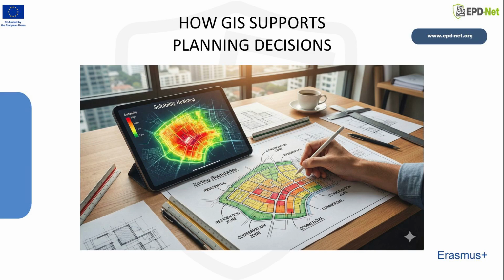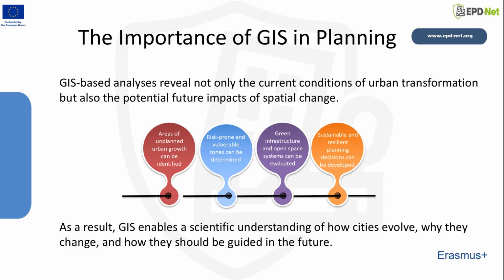Additionally, spatial analyses related to hazards, such as flooding, landslides, or urban heat islands, contribute to risk reduction and resilience-oriented planning. In this way, GIS supports not only effective spatial organization but also long-term, sustainable, and resilient urban development. The importance of GIS in planning.